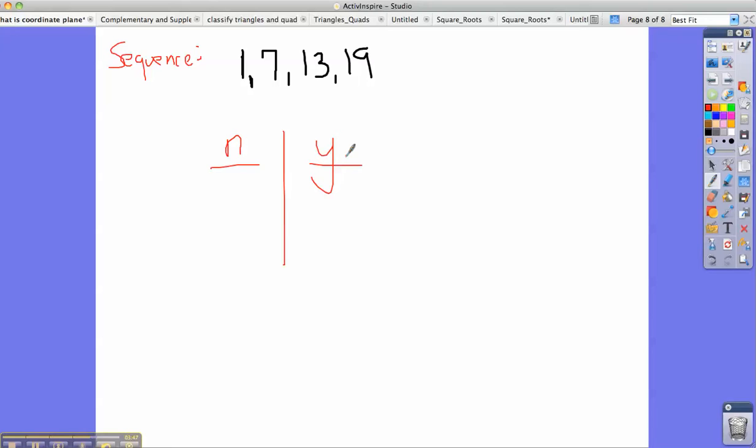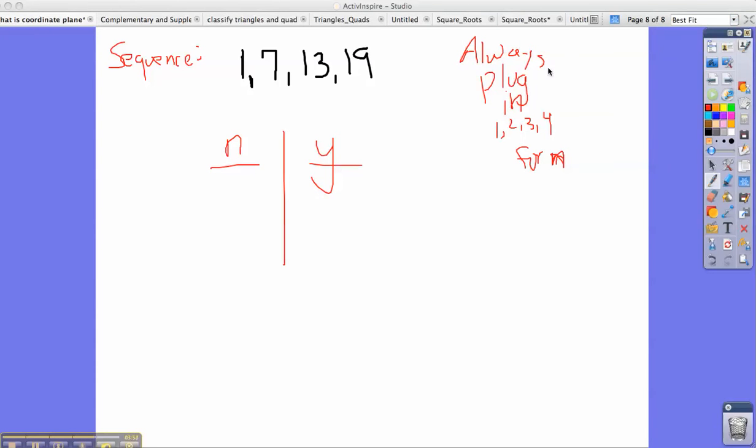We always, write this in your notes, always plug in 1, 2, 3, and 4 for n, because n is representing the position number, so it always goes in order 1, 2, 3, 4. So we're going to plug in here for n 1, 2, 3, 4, for y 1, 7, 13, 19, because these are our values that match these.